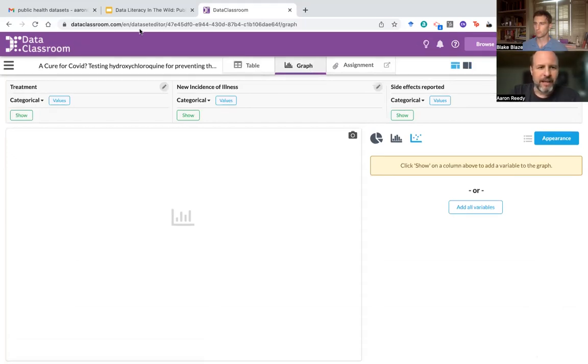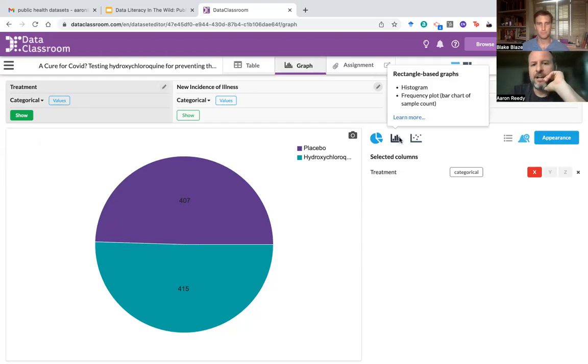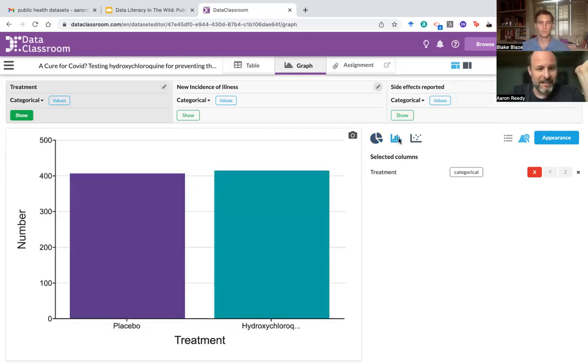So in looking at this, there are two main questions we can look at. First we could get familiar with the data, say, just throw up treatment here and look at how many patients we have in each treatment. We can see 470 received the placebo, 415 received hydroxychloroquine. We can look at these data in different ways, like a traditional bar plot of frequency. And again, no difference here really.